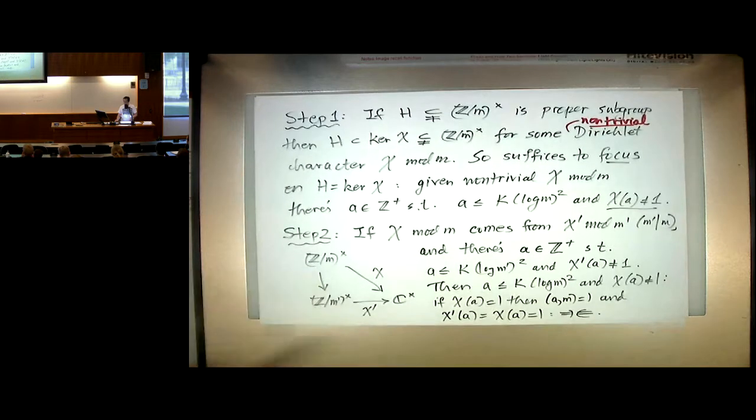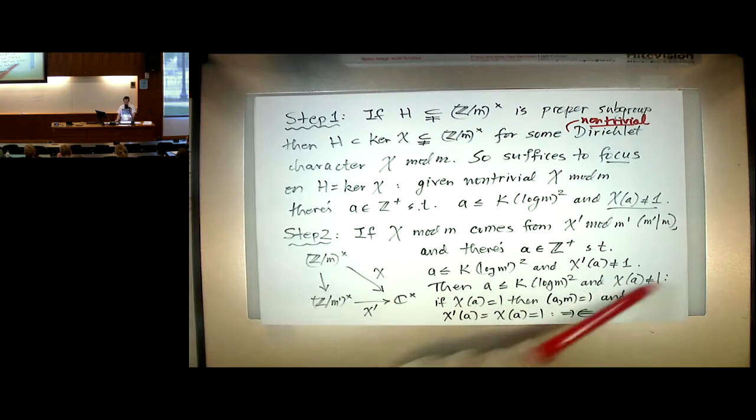The next step is that if you had a character mod M that came from a character mod some factor of M, meaning this character is the result of reducing to some smaller factor and then applying some character of that modulus, well, let's think about it. Suppose you knew the result for characters to this modulus. Namely, there has to be a positive integer below k log m prime squared at which this character is not 1. That very same number is at most k log m squared, because m prime is a factor of m, so this bound is below that bound.